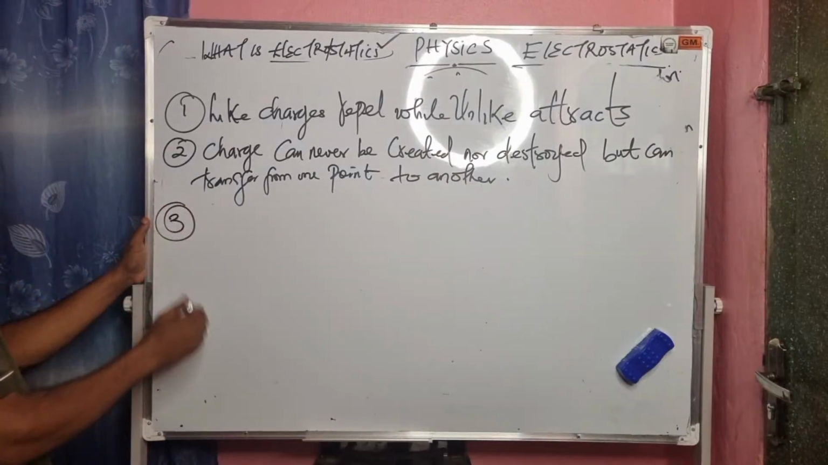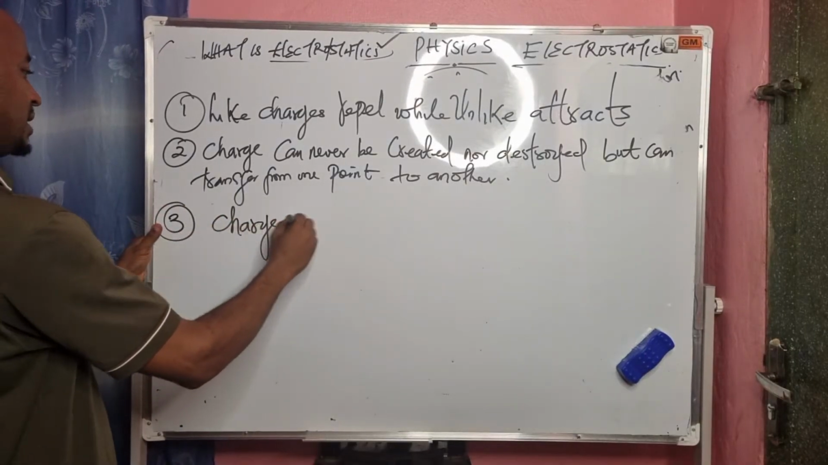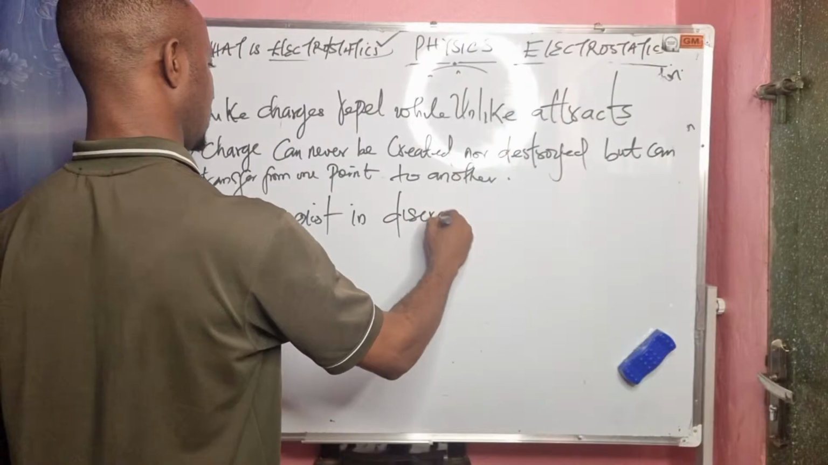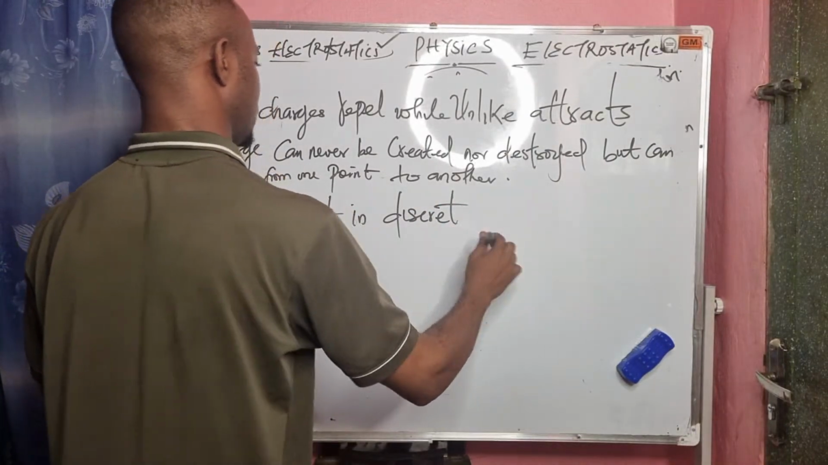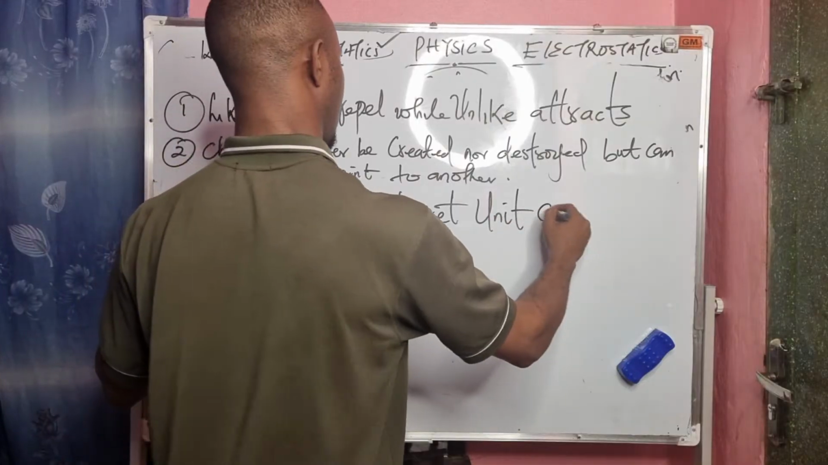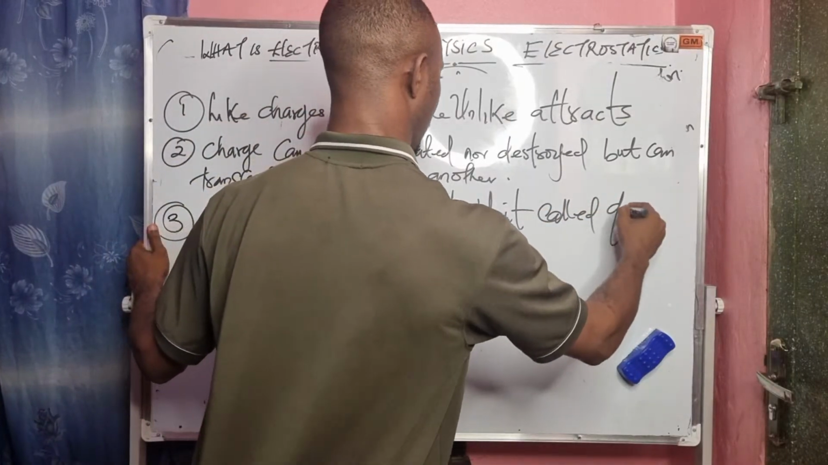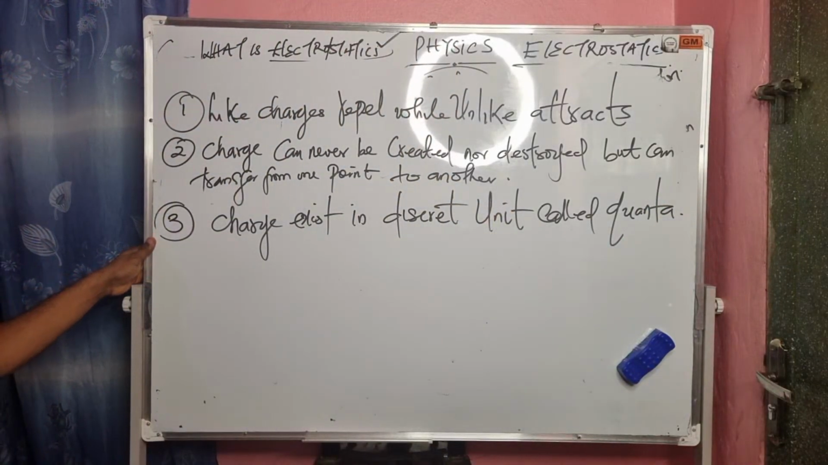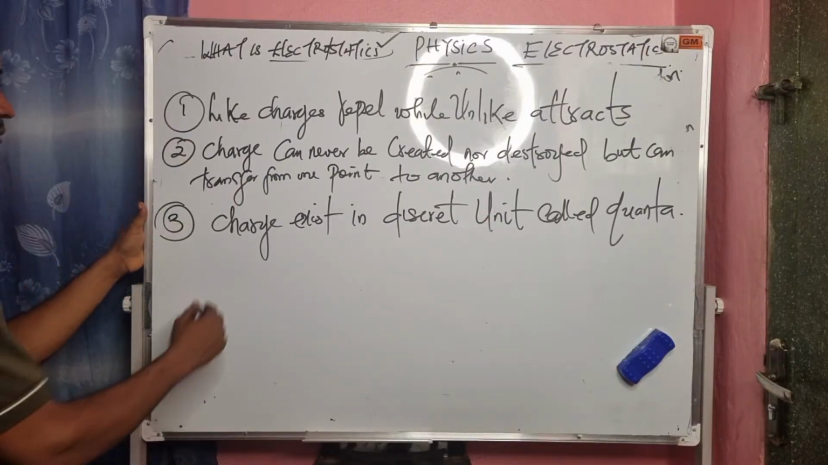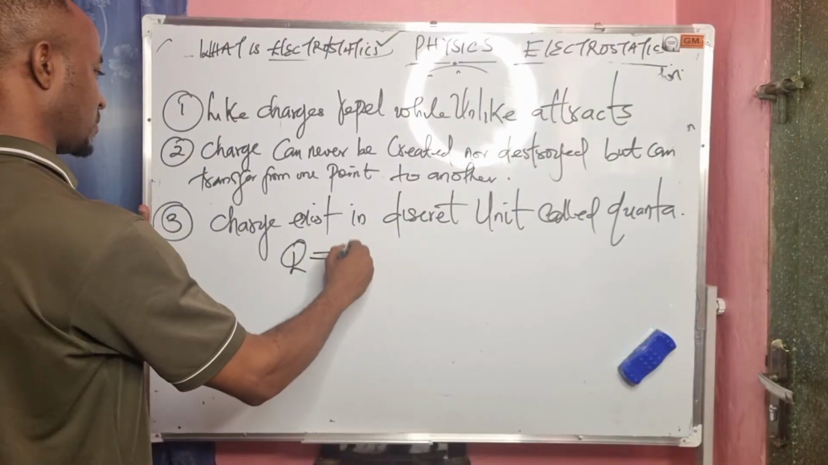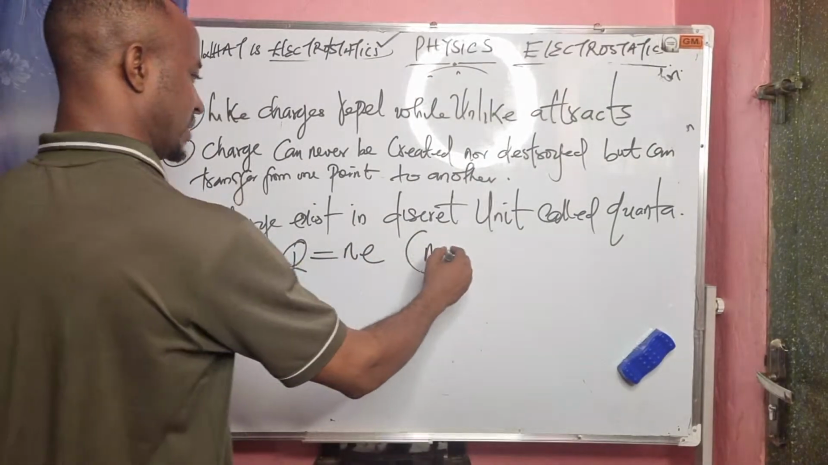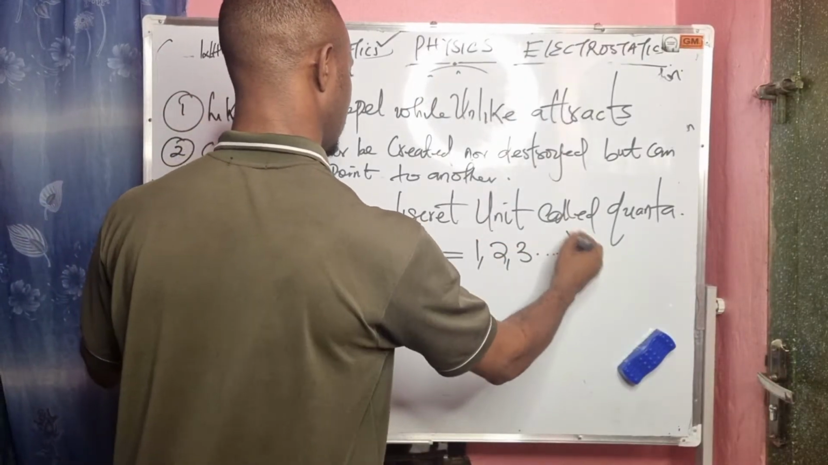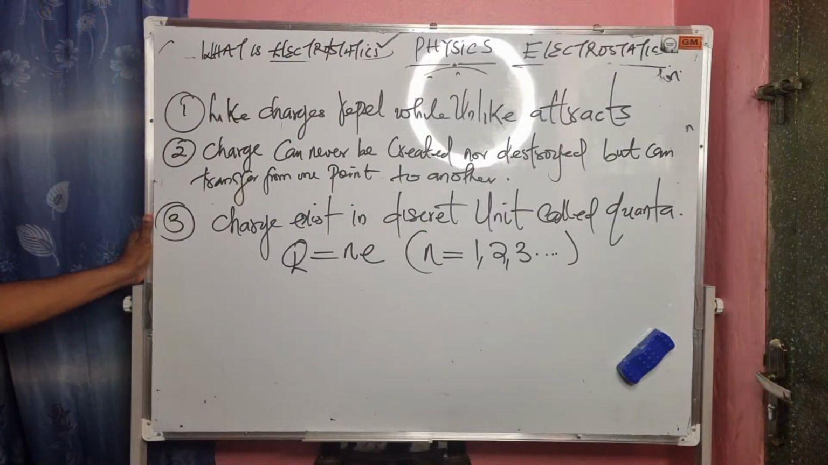Number three is that charge exists in discrete units called quanta. Meaning that charge is equal to NE, where N is a whole number which can be 1, 2, 3. Charge exists in discrete units called quanta.